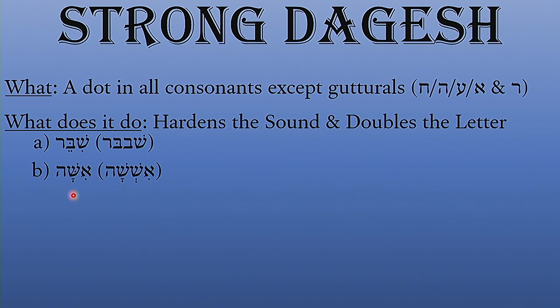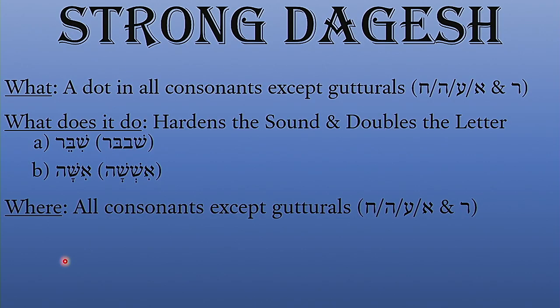Or you take the example isha. Isha means woman. You see a dagesh in the letter Shin. This is a strong dagesh. And what it means is that the Shin is doubled. I put it in parentheses because that's what it means, but we're not going to see it like this in the text. However, sometimes when the text is read very, very properly, the letter will be read a little bit longer. So instead of saying isha, it'll be ishsha. The Shin will be slightly longer.